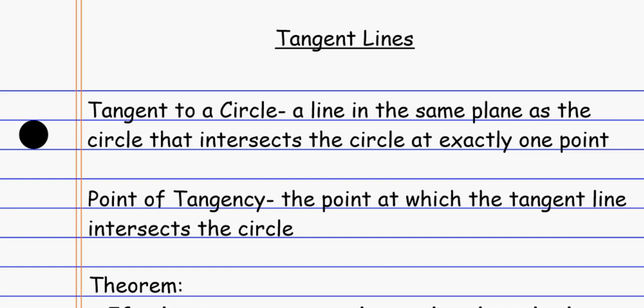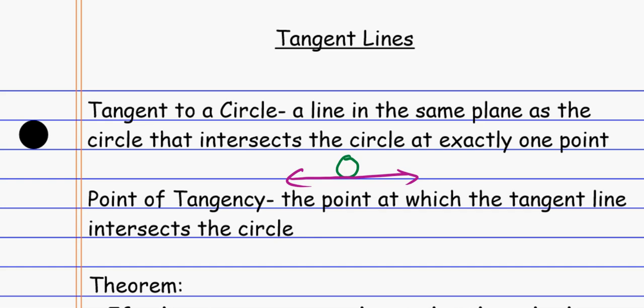When we talk about tangent lines, a line is tangent to a circle if it only touches the circle at one point. In other words, it kind of glances off the side. So it's a line in the same plane as the circle that only intersects the circle at one point. If I had a circle that looks like this, a tangent line would only touch at one single point, and so it kind of glances off the side.